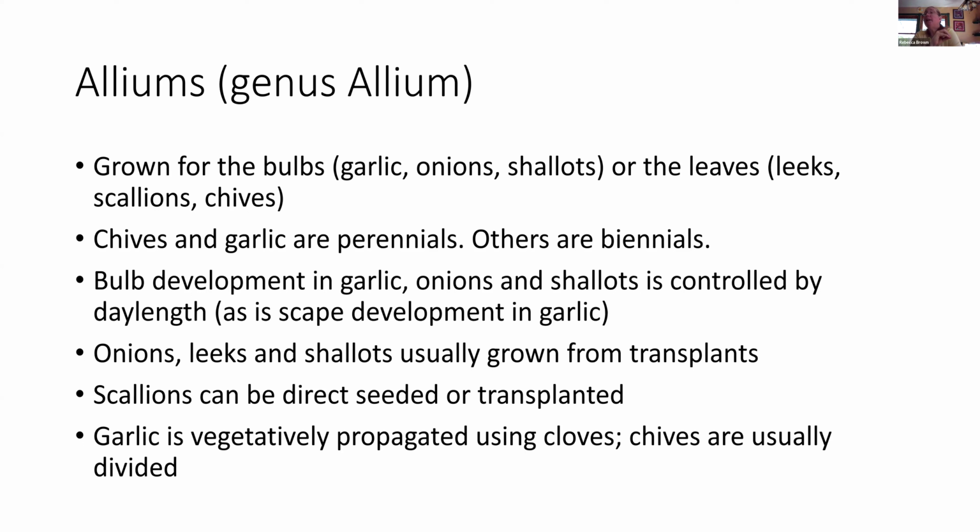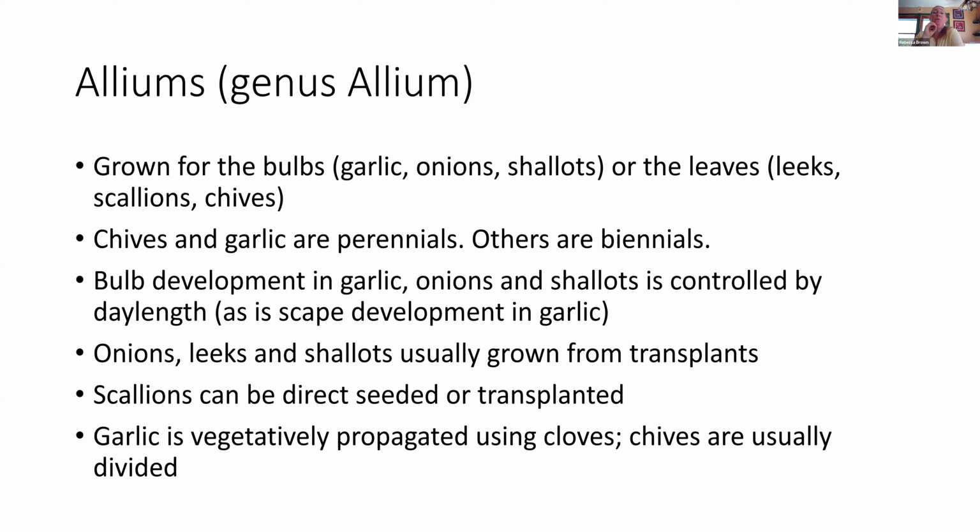indoors as transplants no later than the beginning of April, and ideally earlier than that, because you want them to have as many leaves as possible before the day length gets long enough to initiate bulbing. Because the number of leaves at the point where bulbing is initiated will determine the size of your onions. Okay, and the same goes for shallots.